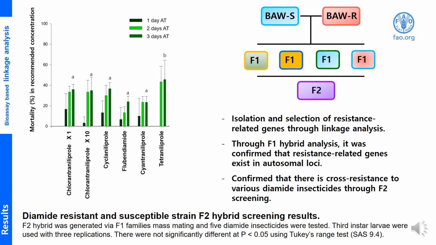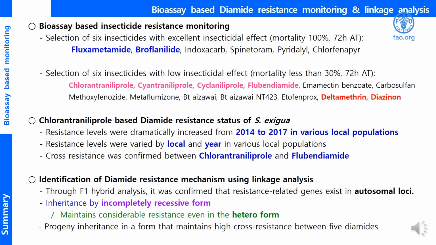And also F2 screening was conducted. The strategy is to make an F1 hybrid by crossing the susceptible and resistant strains, then mix them together to make an F2 hybrid. So an F2 hybrid contains some susceptible individuals and some resistant individuals, and then we check one by one. So this is the summary of these results.